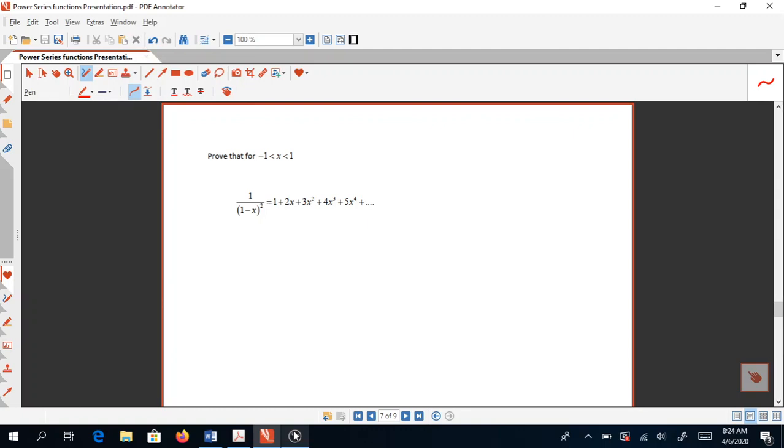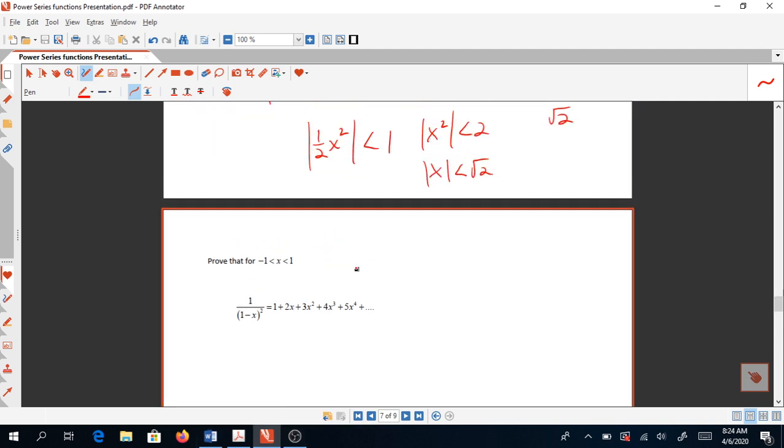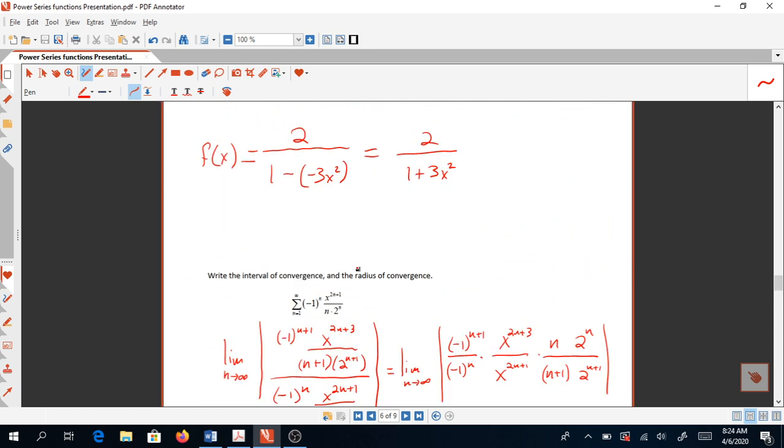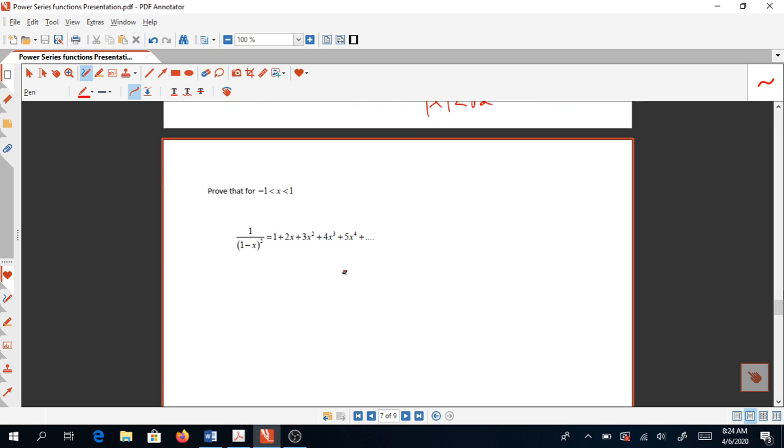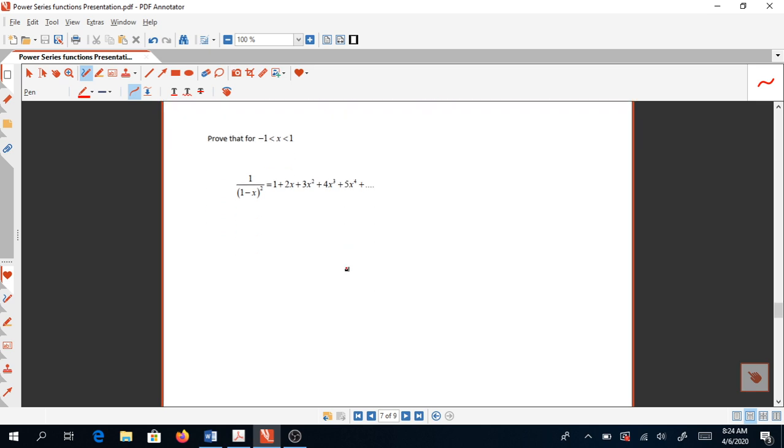Alright guys, so today we're going to continue our study of power functions. And last week, previously in this packet, hopefully you finished some of these problems here, finding intervals and radiuses of convergence. And we were messing around with these power functions, right?